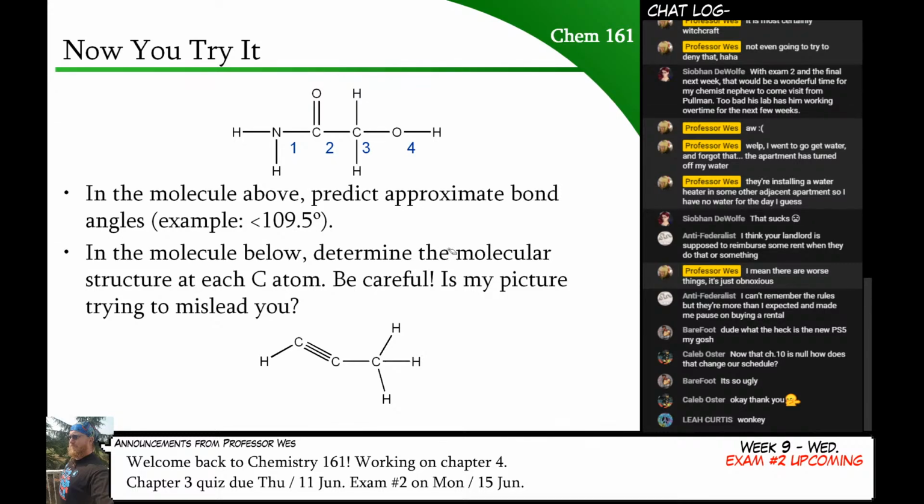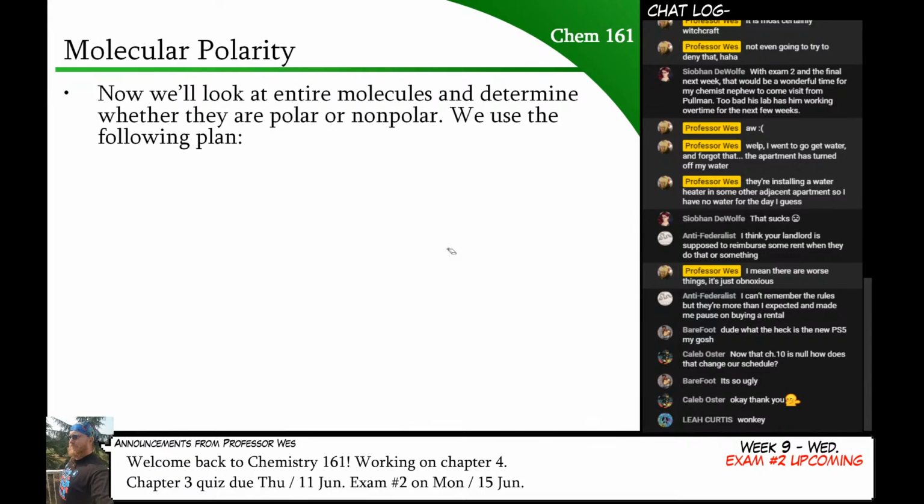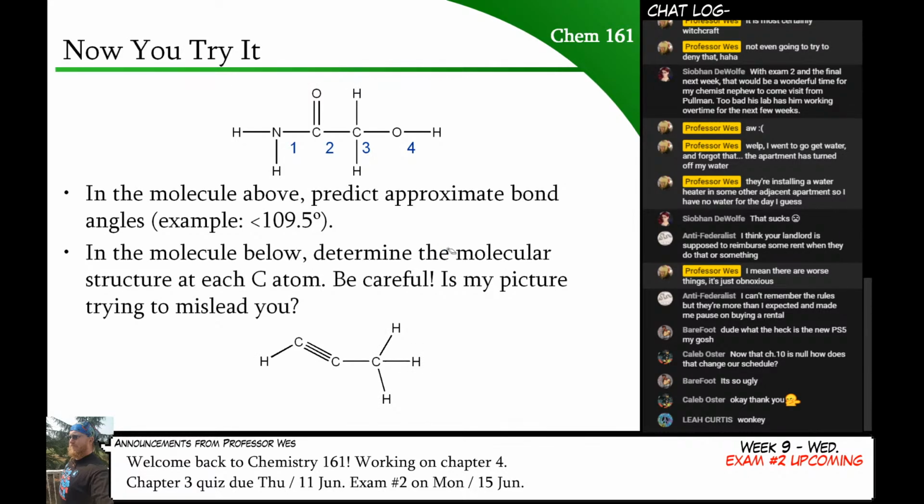I'm going to leave these examples for you. I really do want to talk about polarity, though, because that's kind of the whole last bit of the chapter that I want to get to. Down at the bottom, that question is just asking you, now that you know about geometry and you know what bond angle should be, is my picture misleading you in some way? And you should be able to determine pretty quickly which part of that picture is wrong.